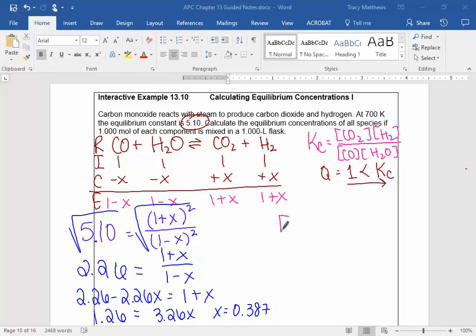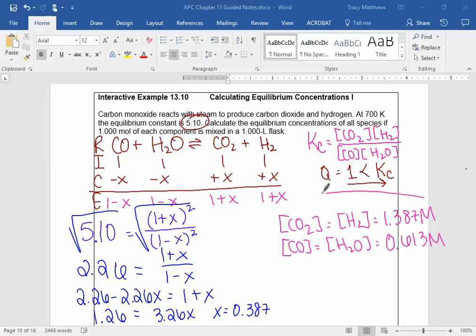So our CO2 and H2 equilibrium values are going to be the same, and it's going to be 1.387 molar. And our CO and H2O values are going to be the same at equilibrium, and it's going to be what? 0.613 molar. Okay. So the point of that was that when you have a perfect square on the product side, just take the square root of both sides.